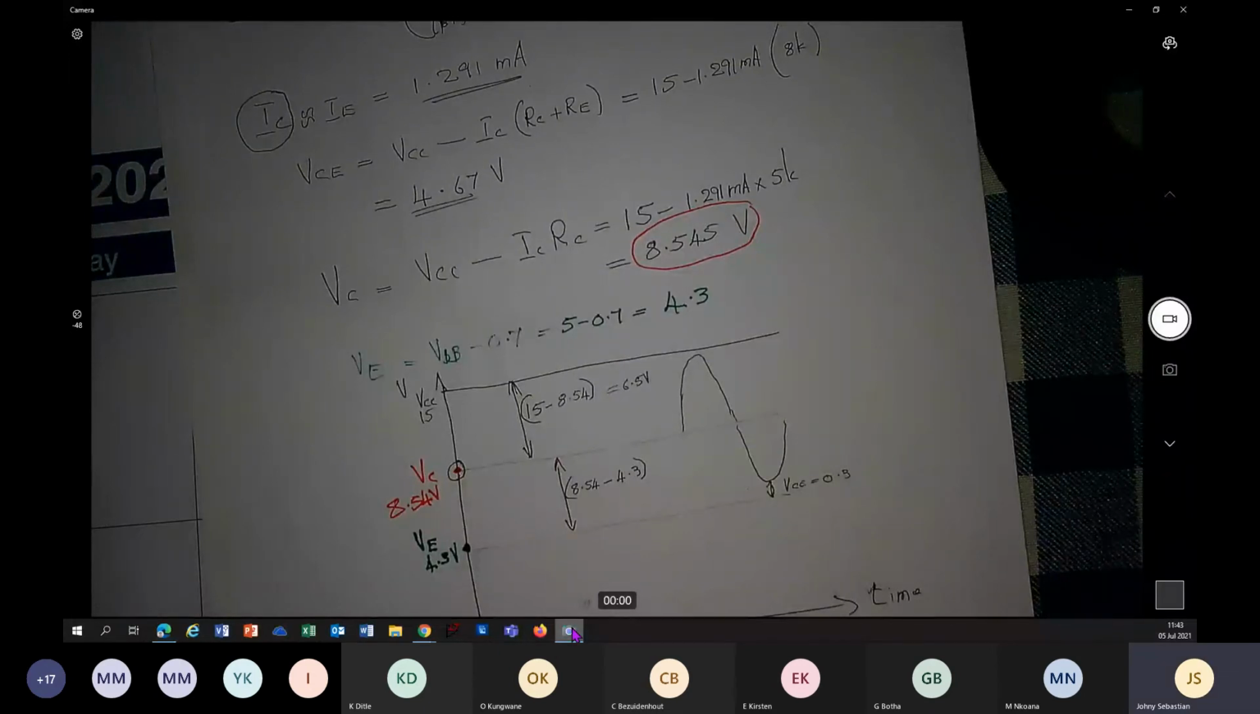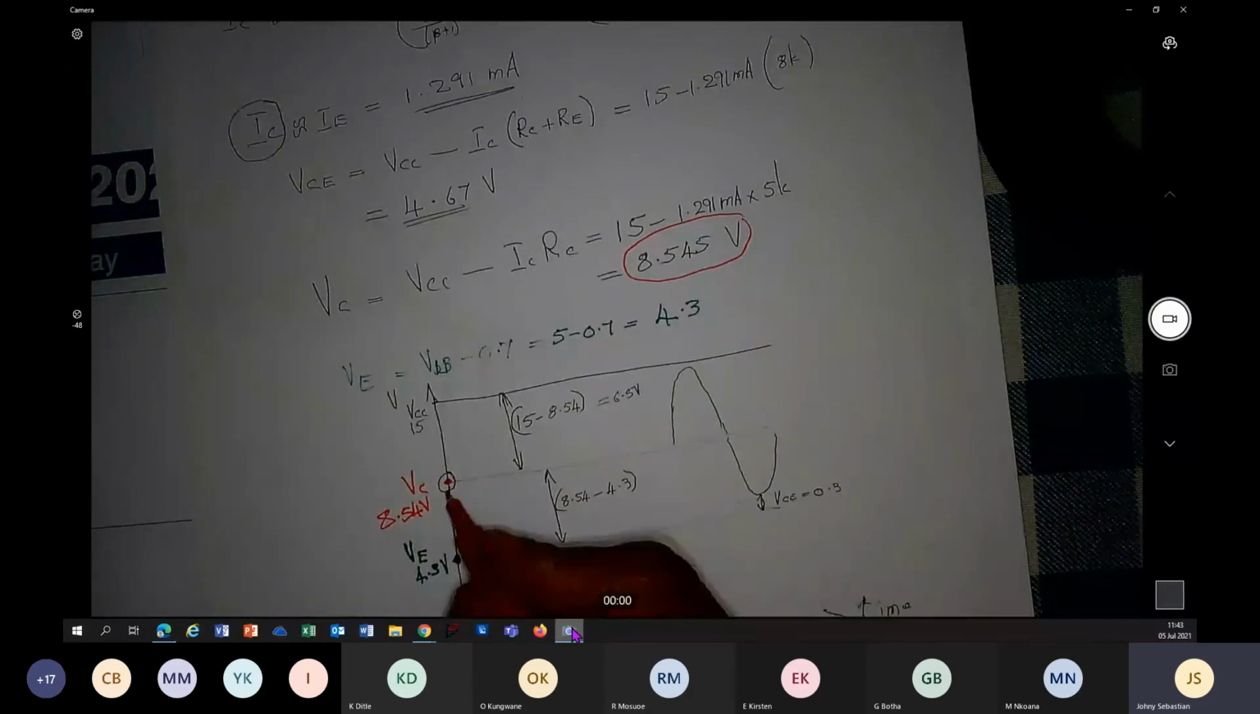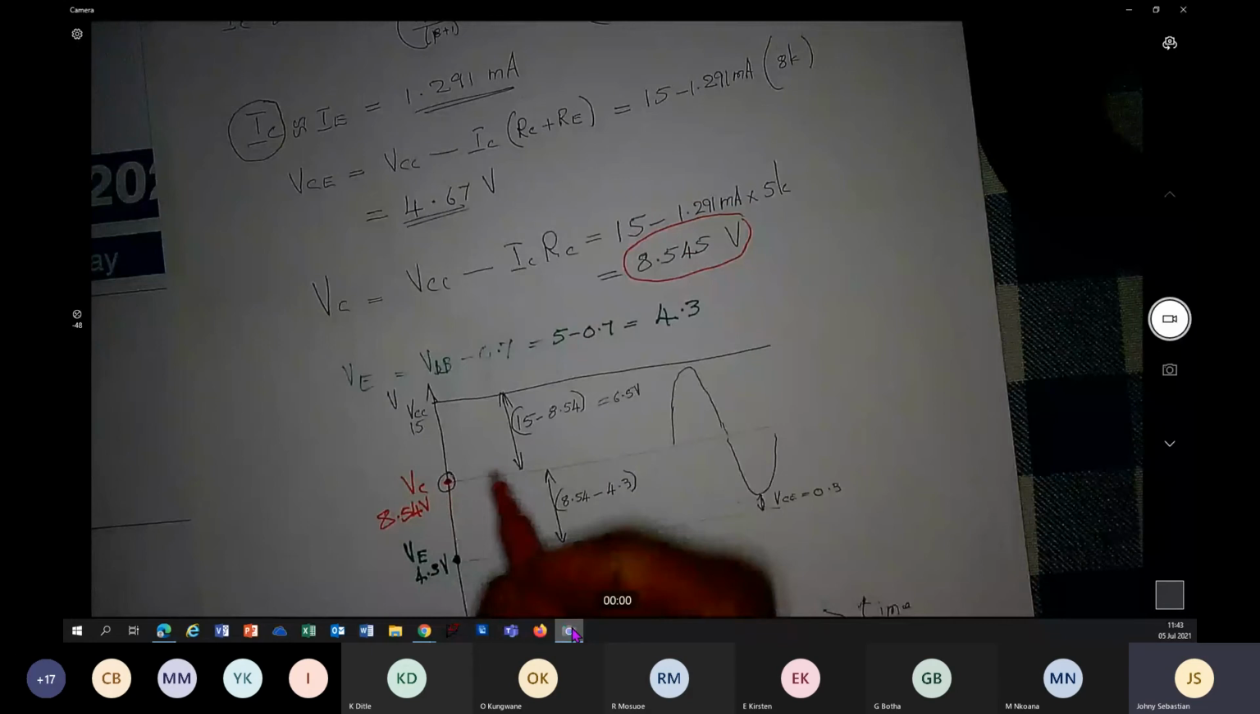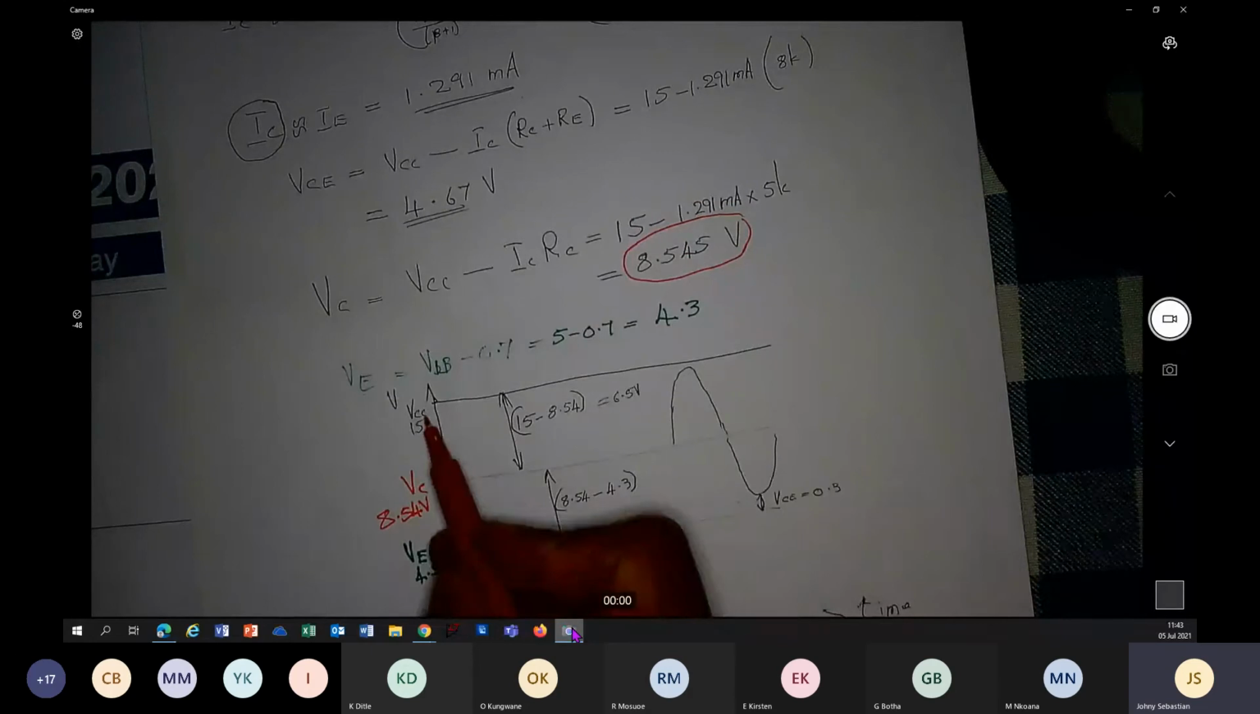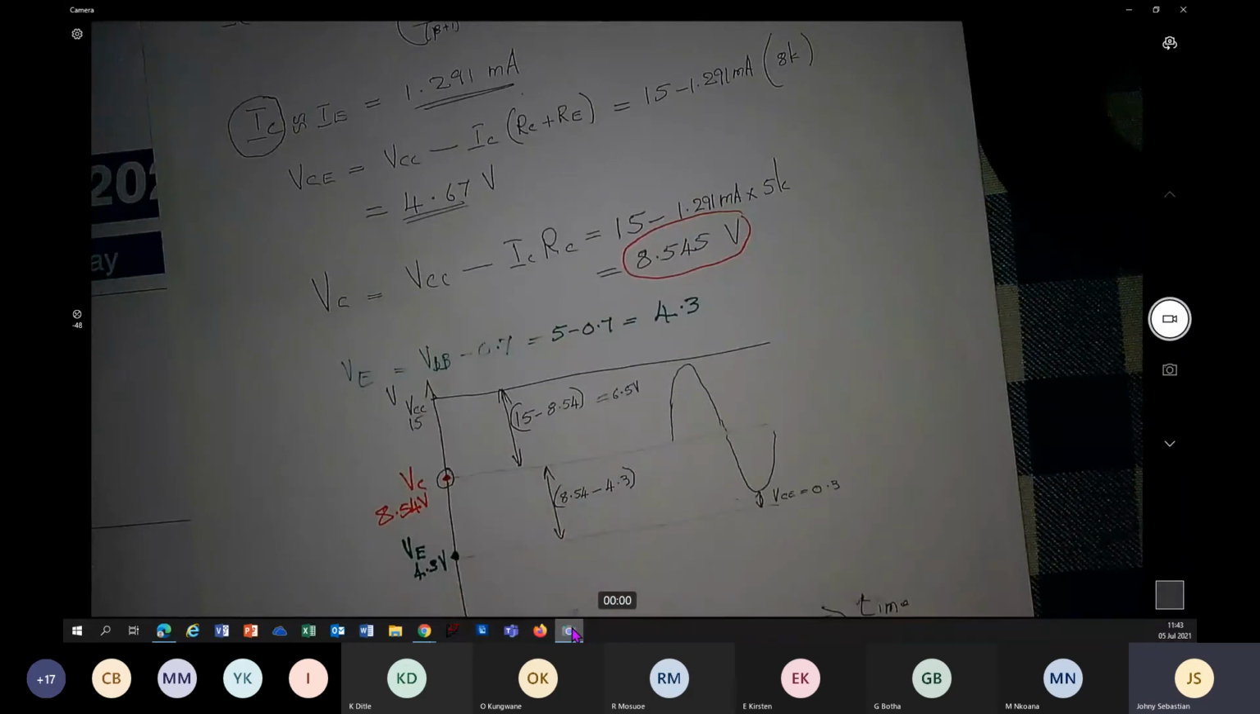Are you all fine with this? So can you please go over it one more time, sir? Which point do you want me to go over? You understand VC equal to 8.54, VCC 15, voltage at the emitter is 4.3. Do you understand all the three? Yes, sir, I understand the 3 points.